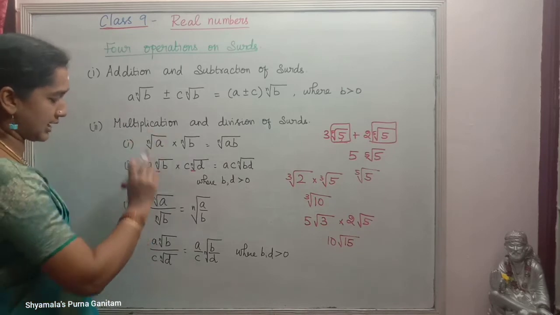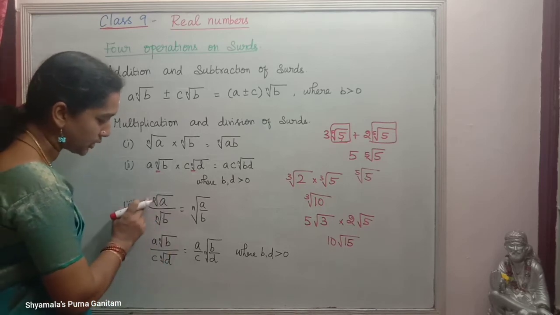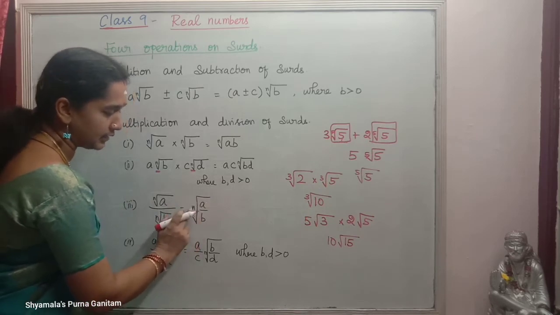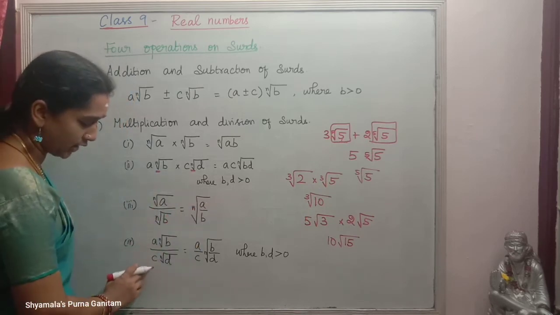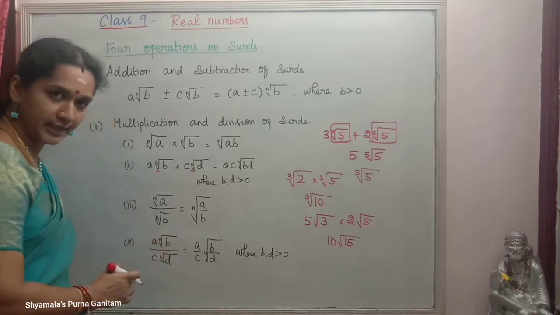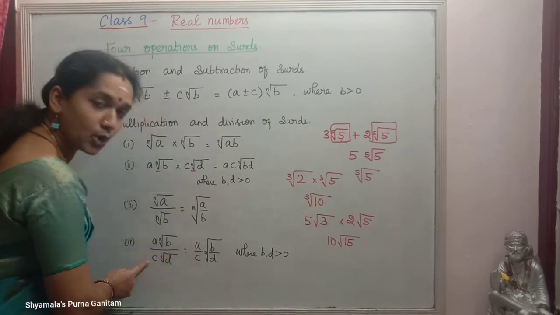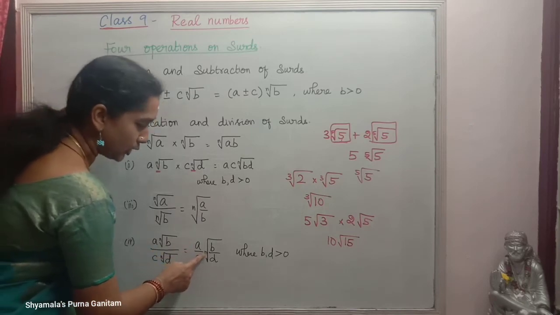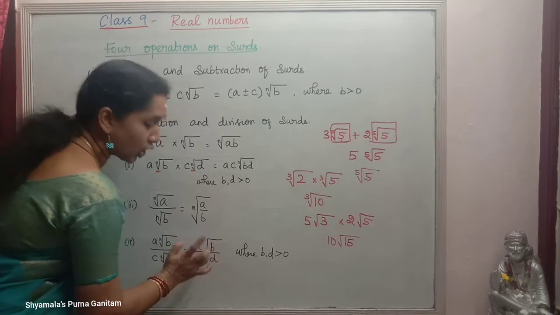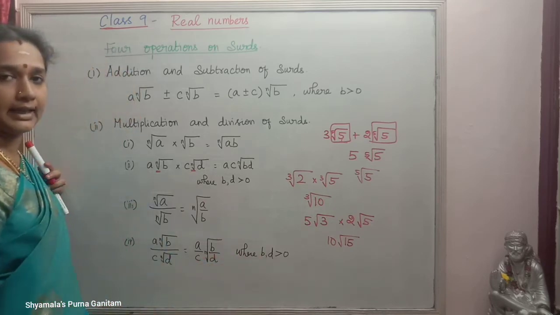Then for division, the same thing. Nth root of a divided by nth root of b is equal to, since the roots are the same, we can write it as nth root of a by b. Same way here also: a into nth root of b divided by c into nth root of d is equal to a by c. These two numbers can be divided, that is, the coefficients. A by c into nth root of b by d. We can write the numerator and denominator under a common root, where b comma d are greater than 0.